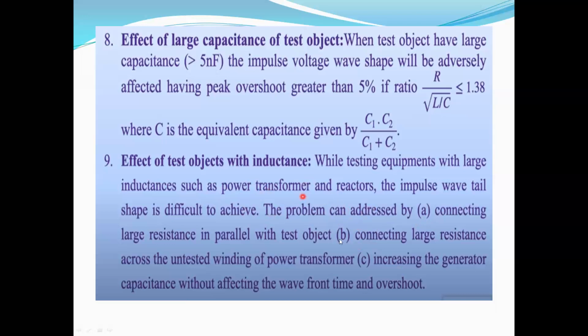Because of high inductance, the wave tail time is affected. There is a possibility of disturbance in the wave tail time. So we have to connect a large resistance in parallel to the test object, connect a large resistance across the untested winding of the power transformer, and increase the generator capacitance without affecting the wavefront time and overshoot. By using these three concepts, we improve the wave tail time.